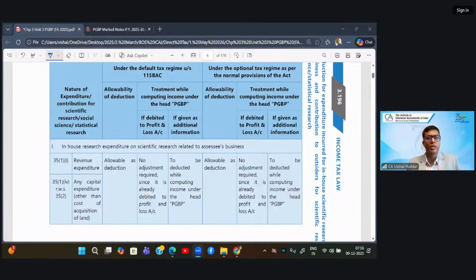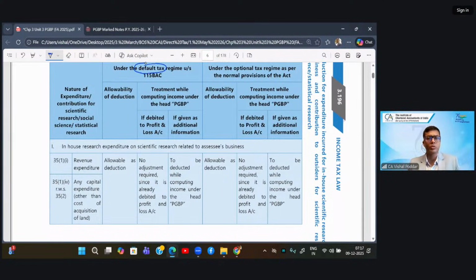Now see, this is a comparative list of expenses, whether they are allowed or not allowed in the new scheme, and whether they were allowed or not allowed in the old scheme. This will be a very handy comparative point. So you should always make it a point to refer to these pages whenever you want a quick summary of comparison between the old and new scheme.